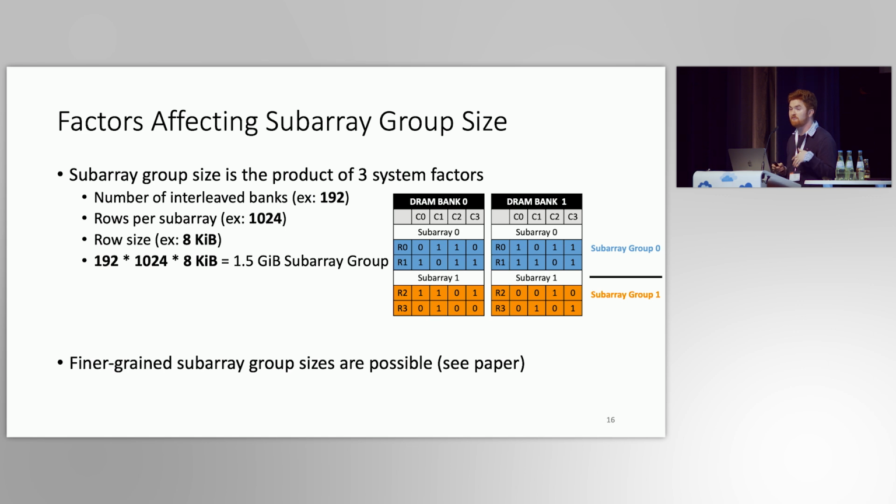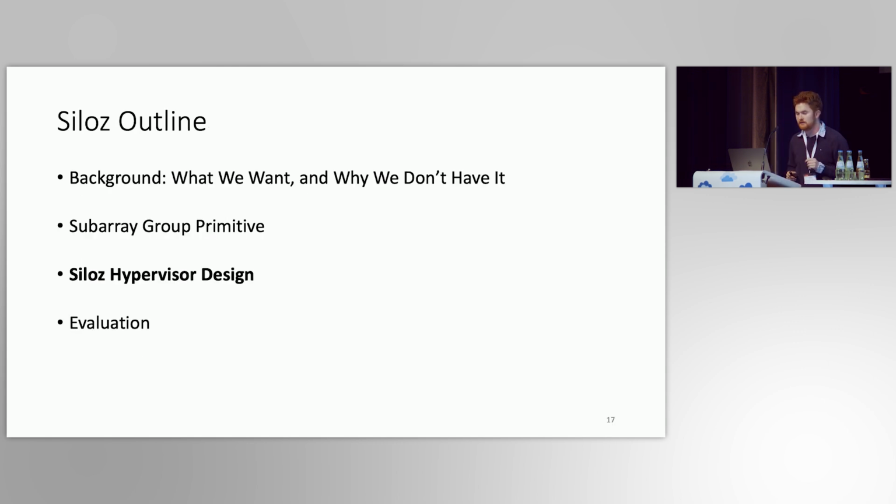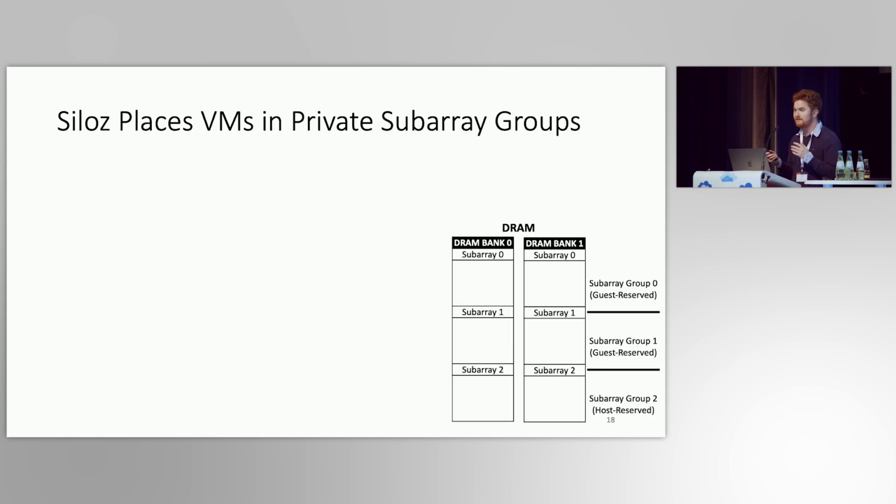I will note that finer-grained subarray groups are absolutely possible, and while I don't have time to get into the factors that affect them in the 17 minutes for this talk today, we go into a lot of discussion in the paper on how to actually achieve finer-grained subarray groups for different use cases. Okay, so with the primitive in place, we're going to talk about the design of the Siloz hypervisor and how it actually uses subarray groups.